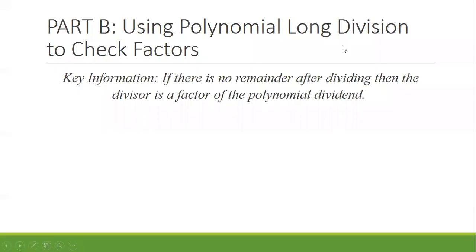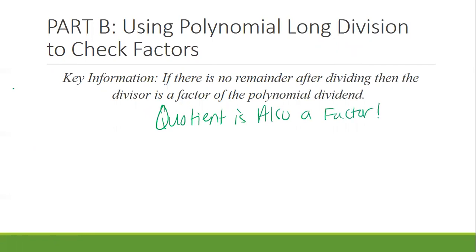All right, part B, using polynomial long division to check factors. So the key information is if there is no remainder after dividing, then the divisor is a factor of the polynomial dividend. That also means that your quotient is a factor. The quotient is also a factor. And that's why in the beginning we said P of X, if it's a factor, equals your quotient times your divisor. So we're going to put this to the test.